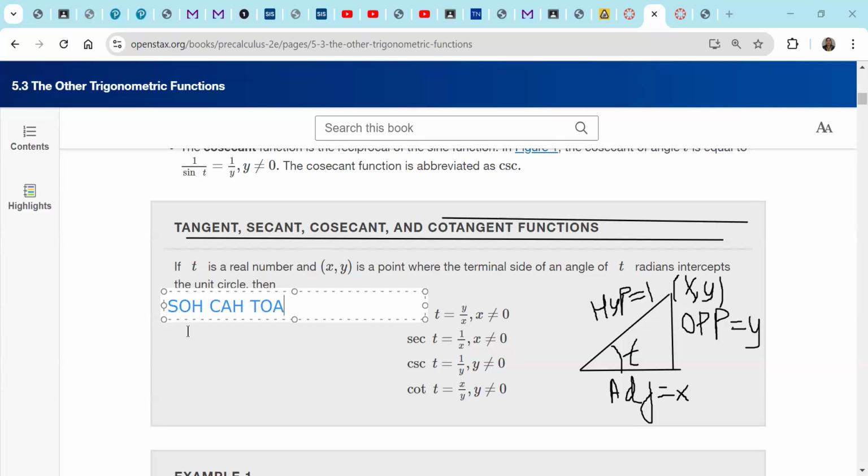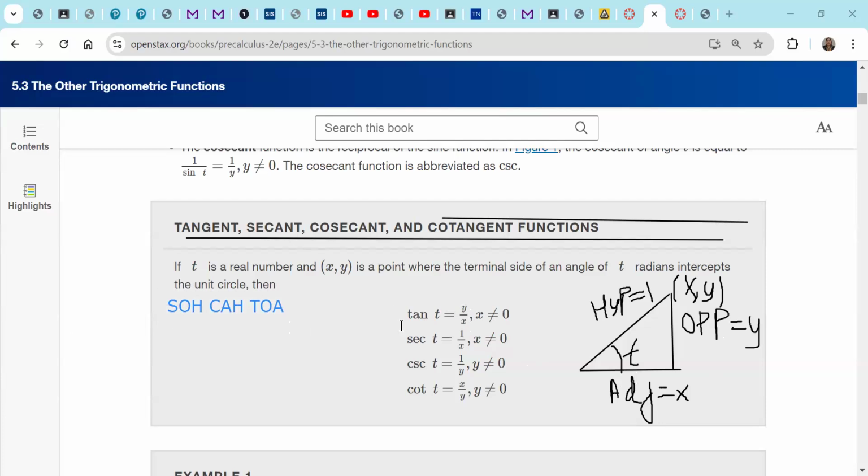SOHCAHTOA. S stands for sine, O for opposite, H for hypotenuse. C stands for cos, A for adjacent, H for hypotenuse. T stands for tangent, O for opposite, A for adjacent. So for tangent T, opposite over adjacent means Y over X.